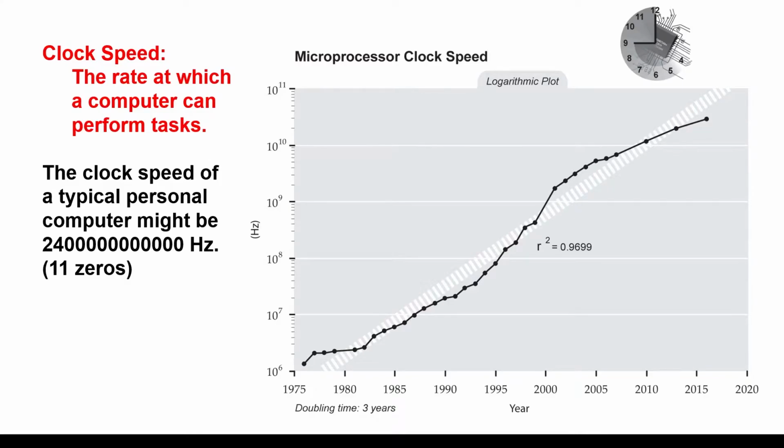When we're working with such extremely large or small numbers, it's easy to make mistakes. To prevent mistakes and make large numbers more manageable, we use something called powers of 10 notation. So when we use powers of 10 notation, we might restate this as 2.4 terahertz. That is cycles per second, which is the rate at which a computer can perform tasks.